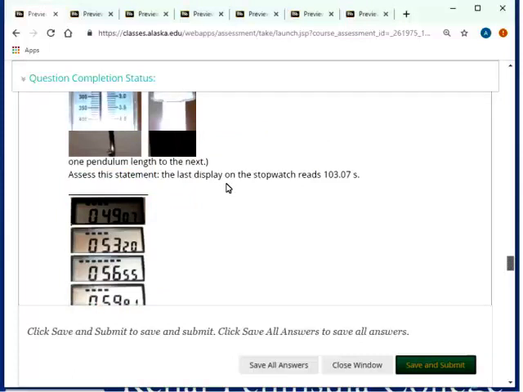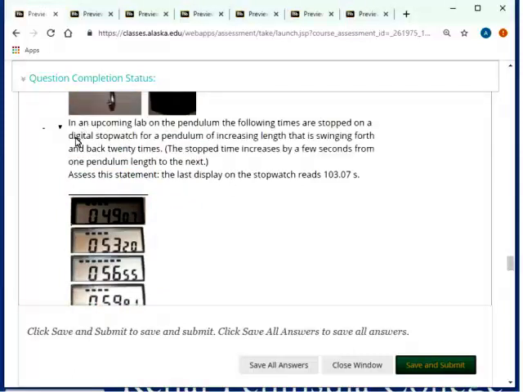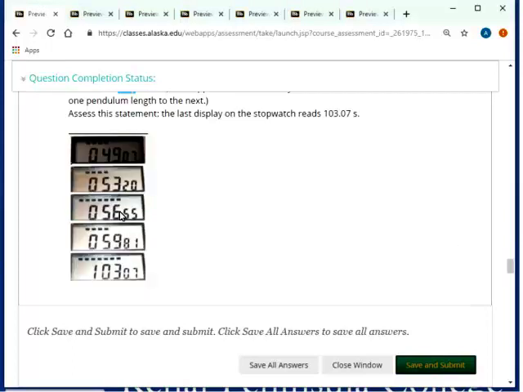Okay, and then this one here, an upcoming lab on the pendulum, the following times are stopped on a digital watch. You did the pendulum, or you will do the pendulum lab if you're in the at-home lab. If you did the lab intensive, you have done the pendulum already. So either way, there's a pendulum, you let it swing 20 times, and you measure a total time of 49.07 seconds. Then you make the pendulum a little longer, and again, you let it swing 20 times. Obviously, since it's longer, it takes a little bit more, so 53.20 seconds. And you make it a little longer, 56.55 seconds.